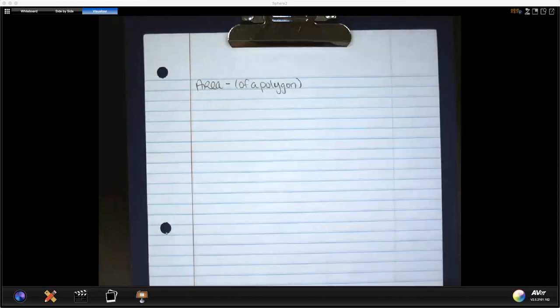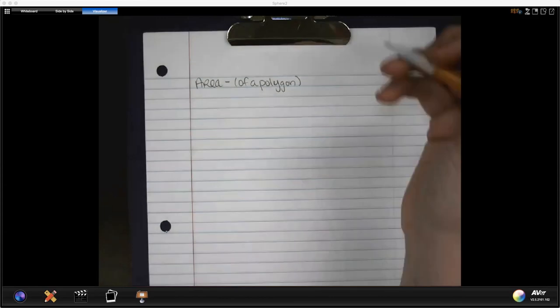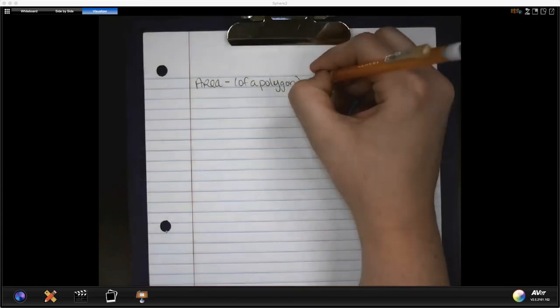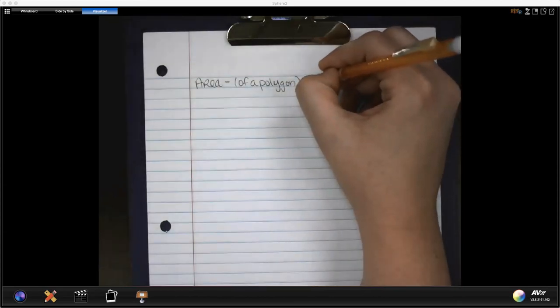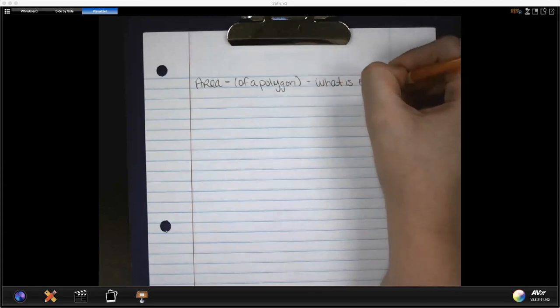And while we're at it, do you guys know what the prefix of poly means? Multiple or many. So polygon just means a many-sided figure. So polygon is the general version. So polygon, that's where that comes from. So area of a polygon is what is enclosed or inside.